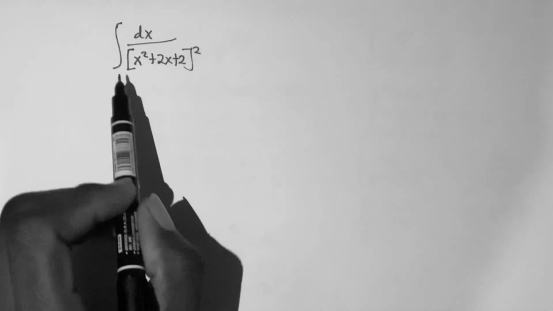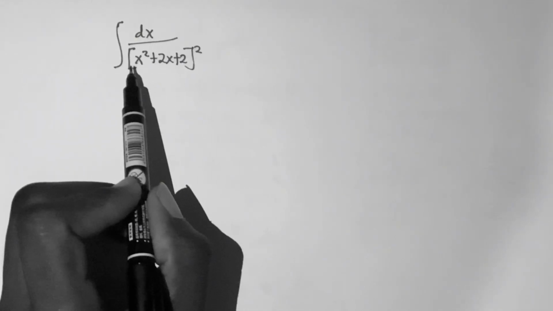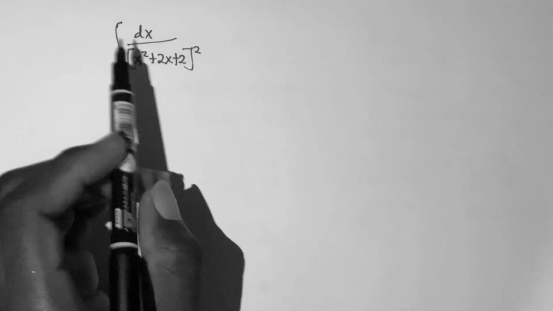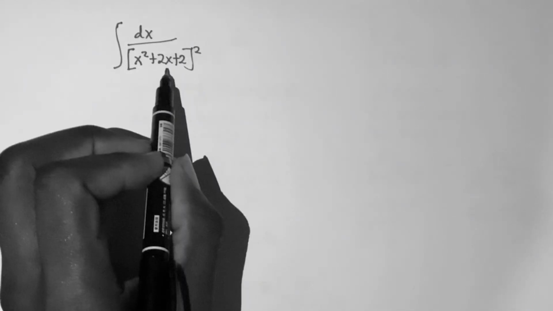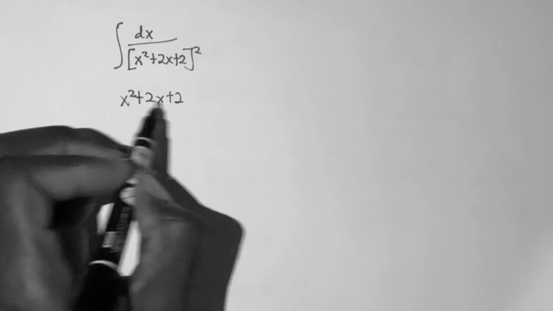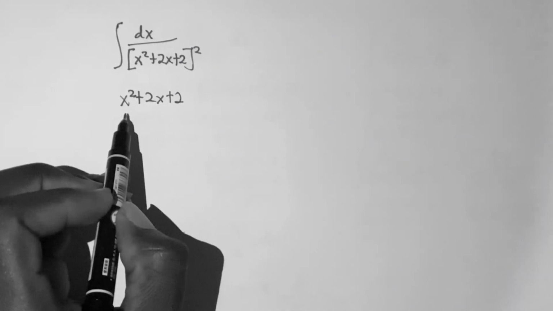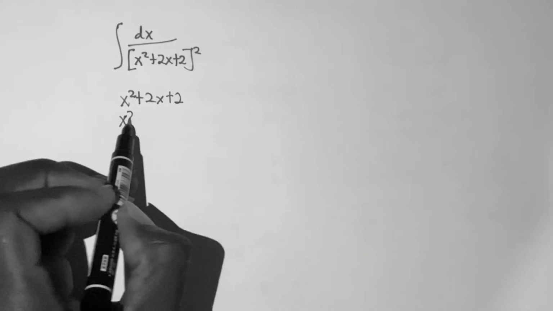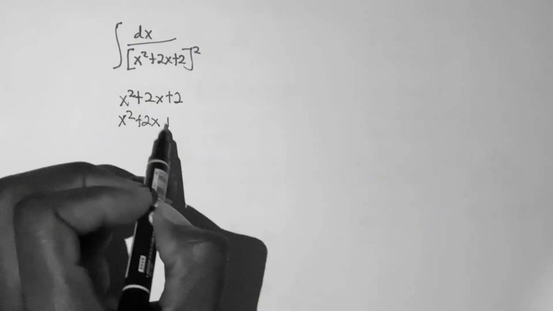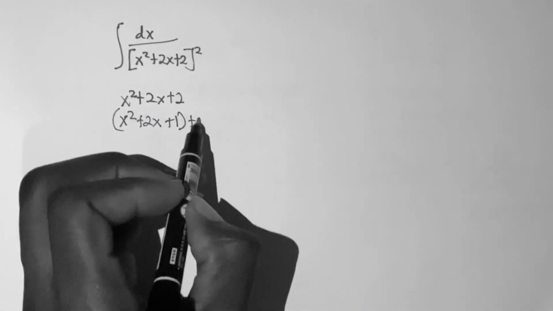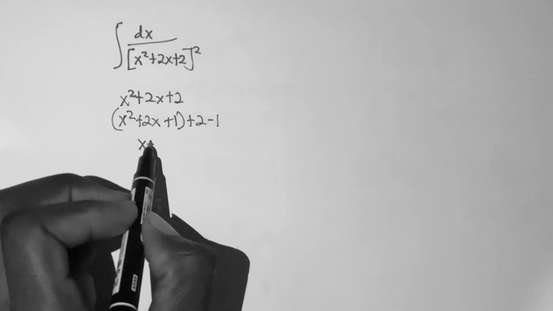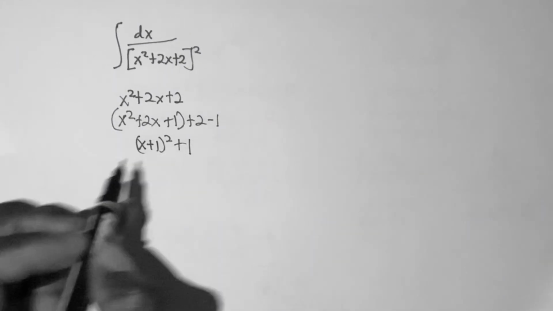So we have this question here, which is to evaluate the integral of dx divided by x squared plus 2x plus 2 all squared. Now, what we need to do is to complete the squares for the denominator, which is x squared plus 2x plus 2. So this becomes x squared plus 2x. Then half of the coefficient of x is 1. 1 squared is 1, so plus 1. And here becomes plus 2 minus 1. So all of this can be written as x plus 1 all squared, then plus 1.